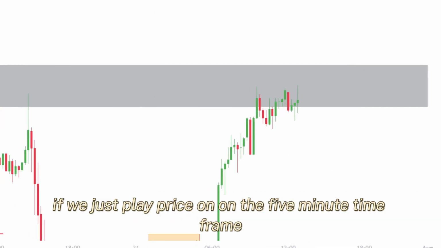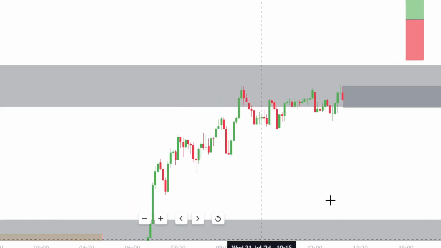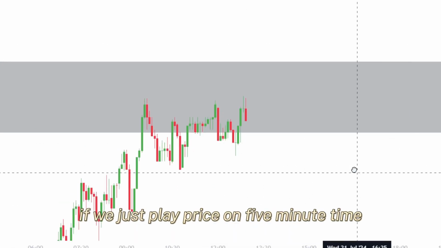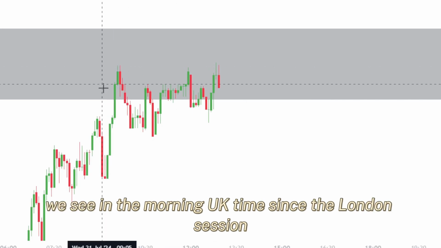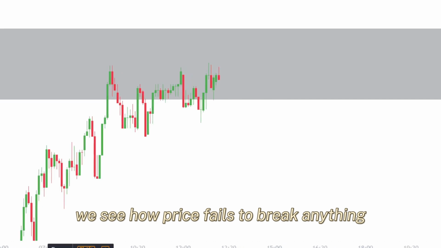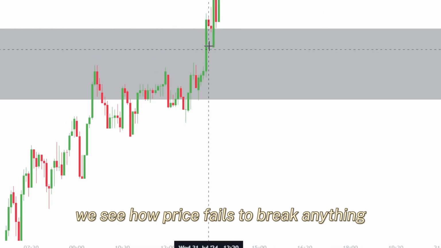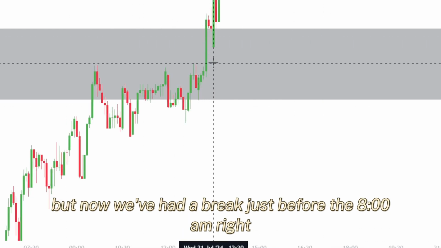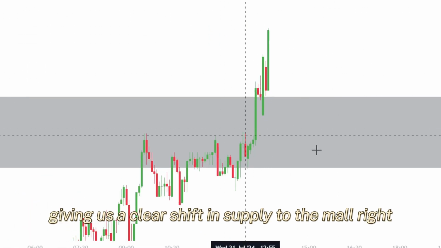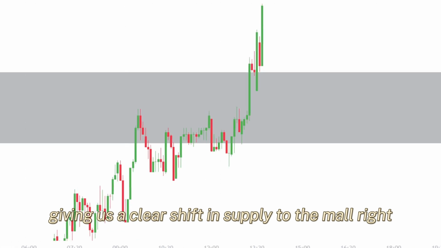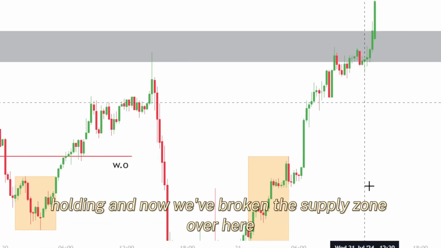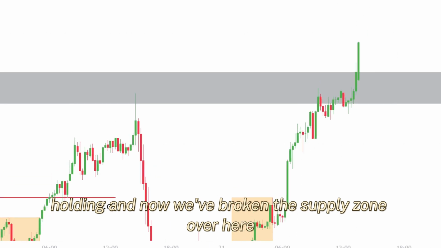If we just play price on the 5-minute time frame, what we see in the morning UK time, in the London session, is that price fails to break anything. But then we've had a break just before 8:30 a.m. The 8:30 a.m. officially broke through, giving us a clear shift from supply to demand. So we had a supply zone that was holding, and now we've broken the supply zone over here.